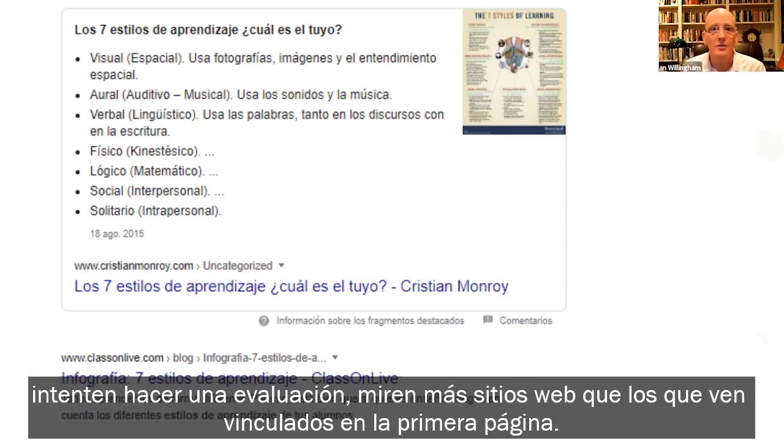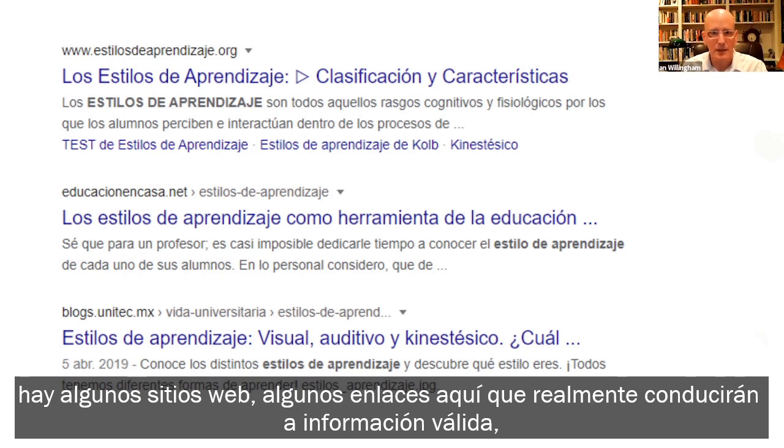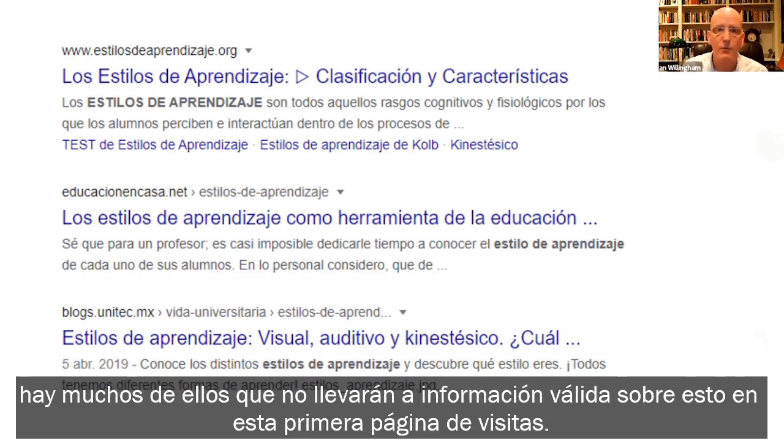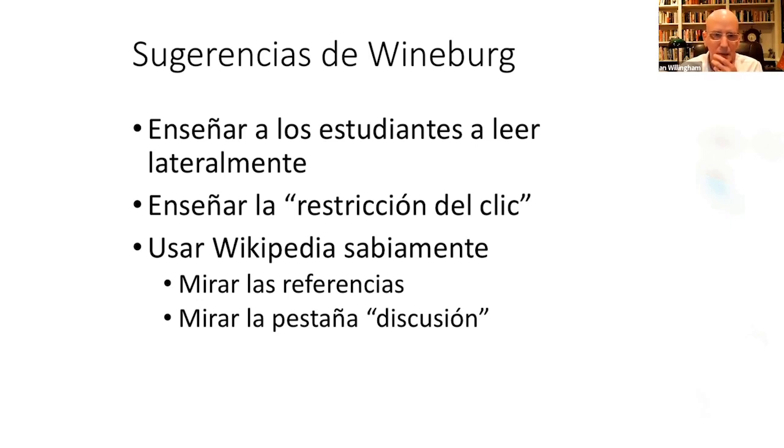Try to do some evaluation, look at more websites than the ones that you see linked on the very first page. And again, just as with speed reading, there are some links here that really will lead to valid information. There's a lot of them that will not lead to valid information on this first page of hits.